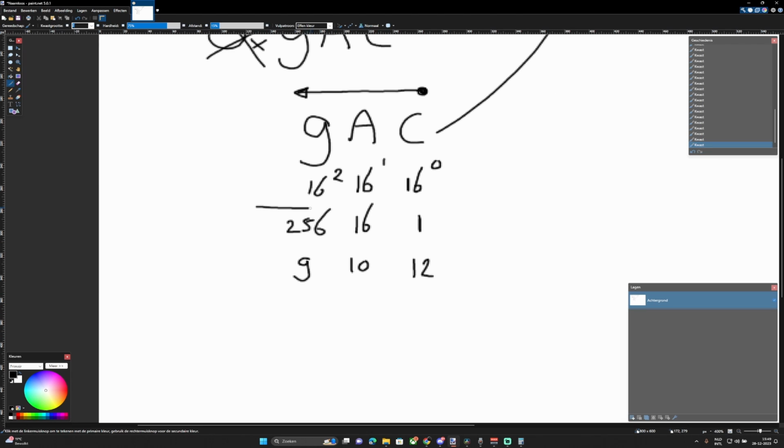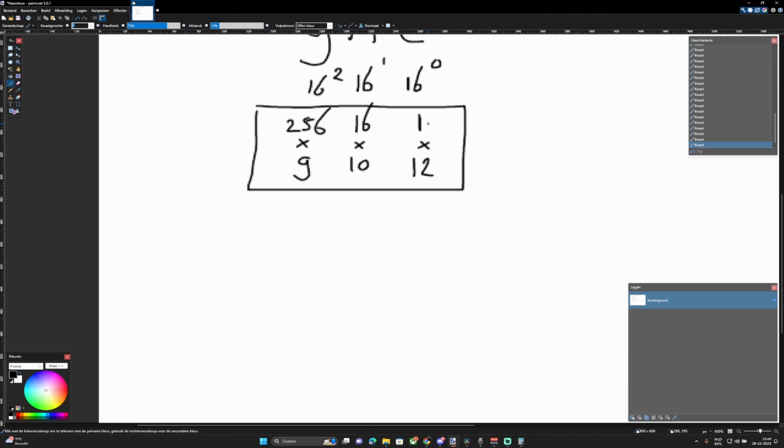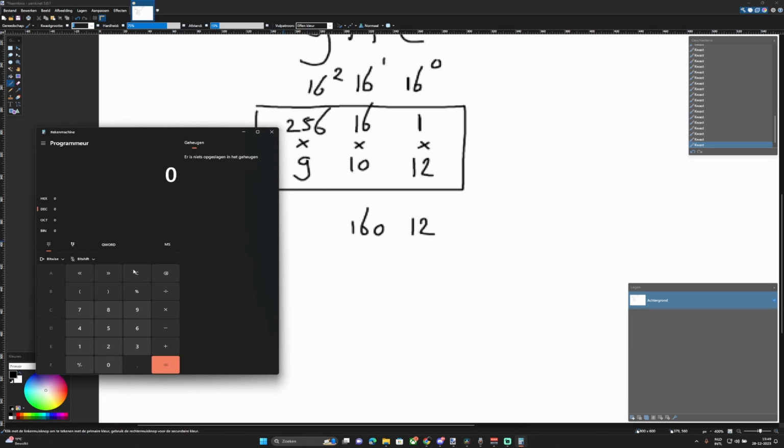Okay, so now we have these numbers here and we have to multiply each of these numbers with each other, like so. And then we have, okay, 1 times 12, that's 12. 16 times 10, that's going to be 160. And then 256 times 9 is 2304.